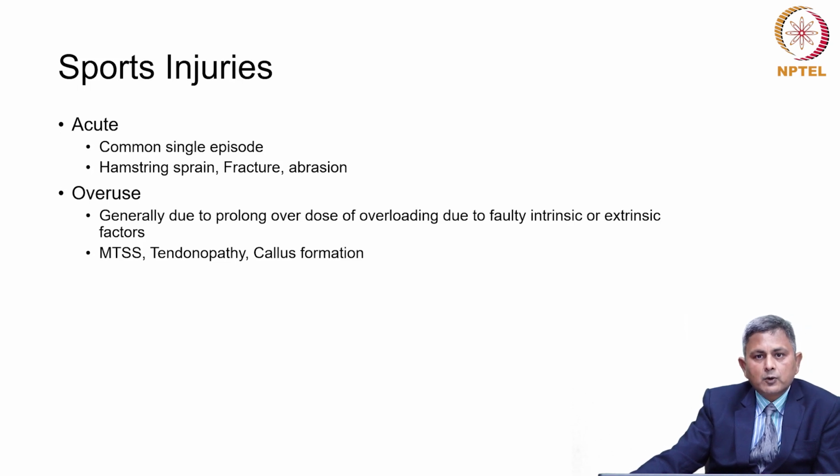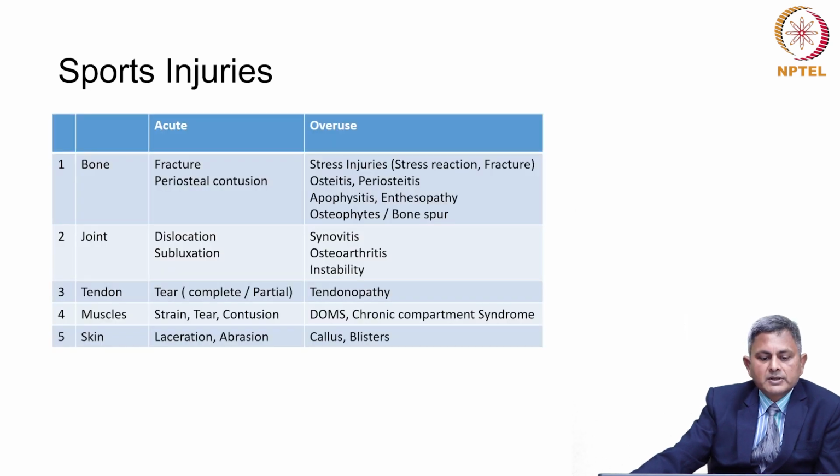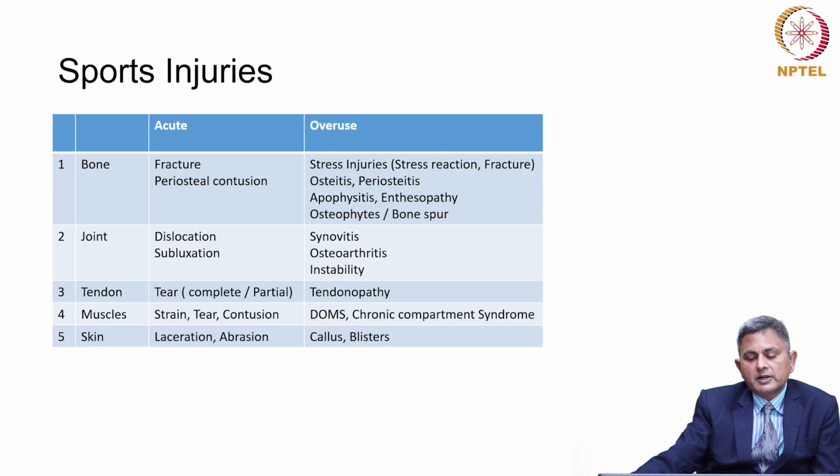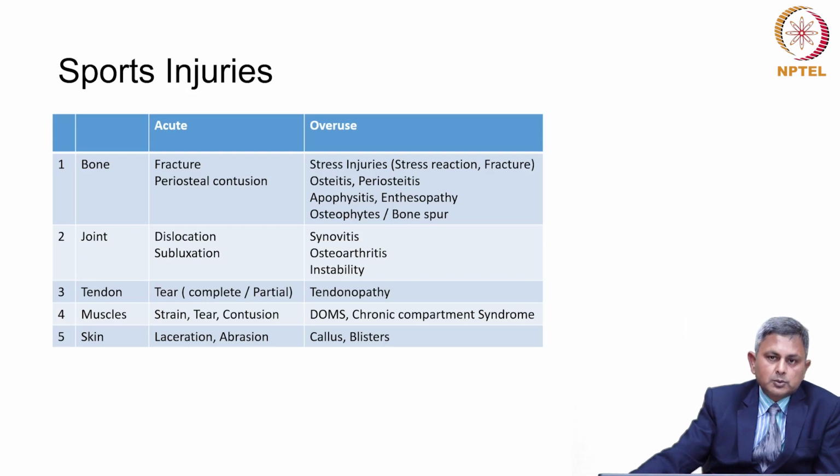While in overuse injuries, when the microtrauma increases beyond the healing or repair part, these injuries occur. Examples of acute injuries are fracture, periosteal contusion, dislocation, subluxation, tear, strain, contusion, lacerations, abrasions. And overuse injuries are stress injuries, periostitis, apophysitis, osteophytes, synovitis, osteoarthritis, tendinopathies, DOMS, callus, etc. So these injuries are because of overuse.